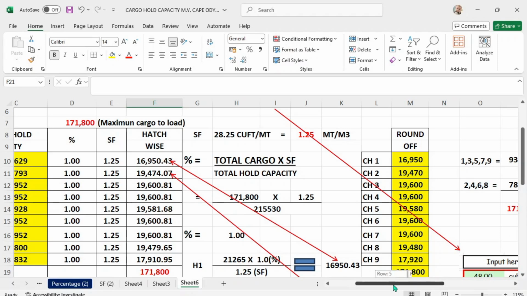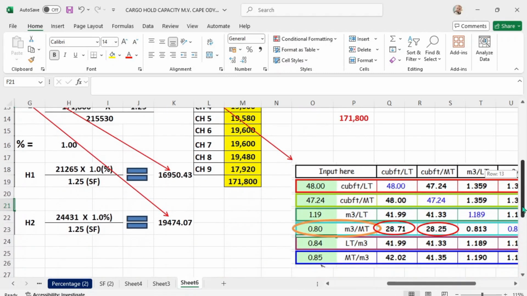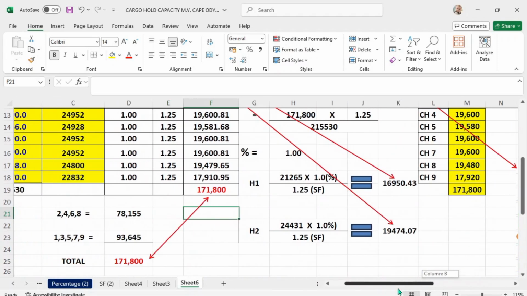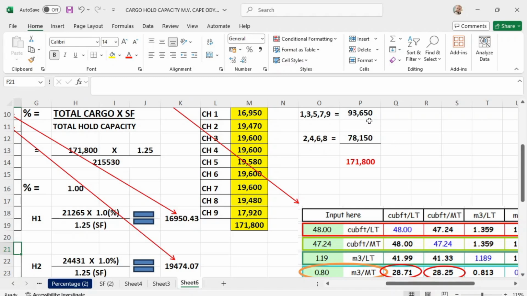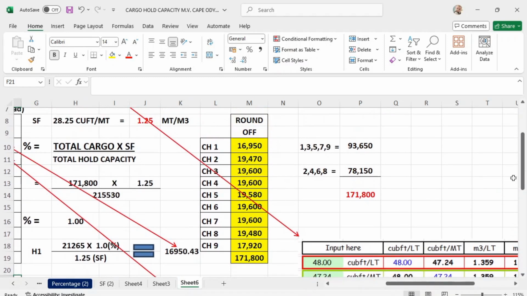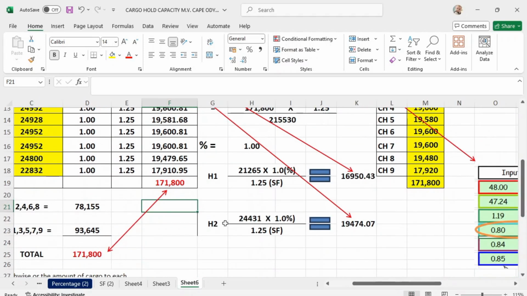Okay, now look here, guys, with this figure, in holes number 1, 3, 5, 7, 9, I have 93,680. And you got here 93,645. I got here 650. So 5 tons difference. And number 2, 4, 6, 8, I have 78,150. And here 78,155. Only 5 tons difference.